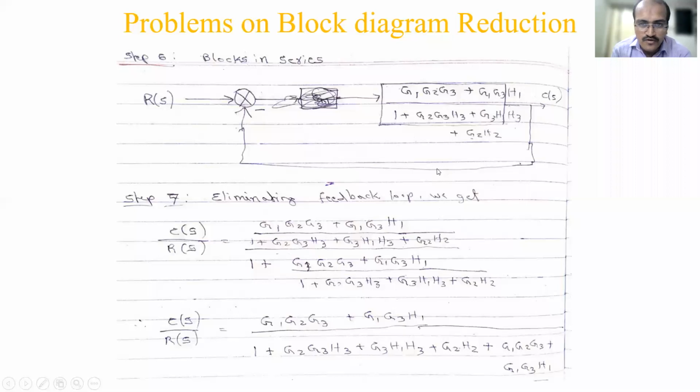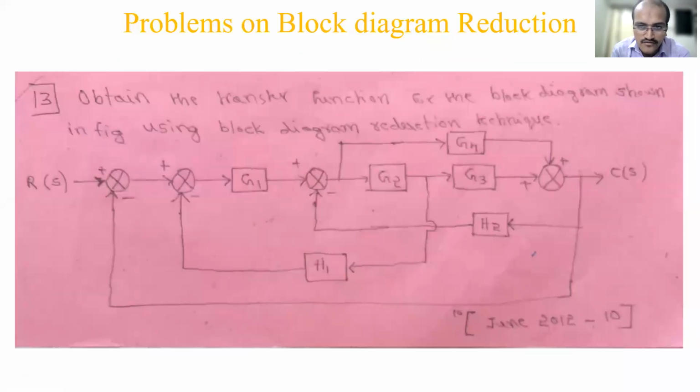So we have such type of problems coming. This is one such problem. Okay, so not this one, we'll see next. This is one similar problem: obtain the transfer function for the block diagram shown in the figure using the block diagram reduction technique. This is another problem, you can work it out. R of S, you have two summing points, G1, G2, G3, C of S, H2, H1.